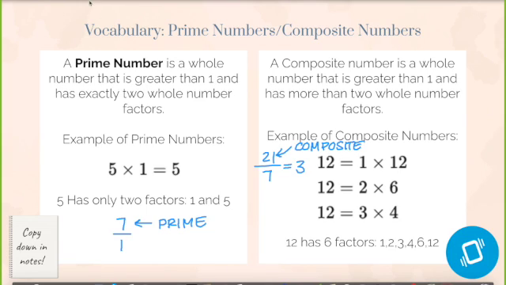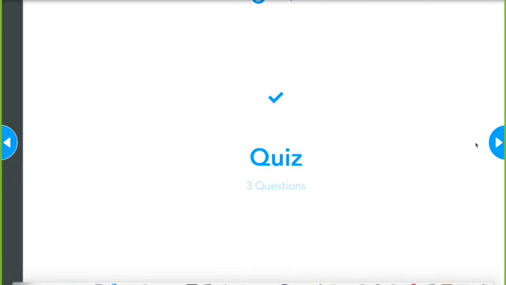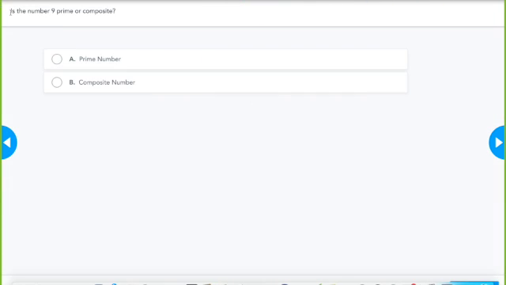Okay, so let's look at a few examples, and you're going to determine whether the number is prime or composite. So the question here is asking you, is the number 9 prime or composite? I'll give you a few minutes to work on this on your own first.